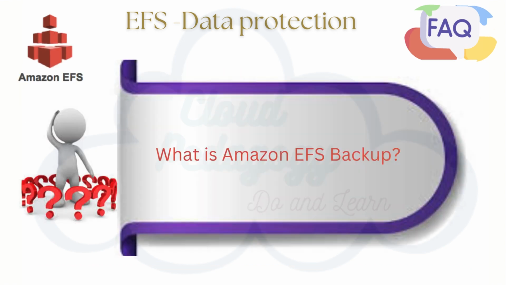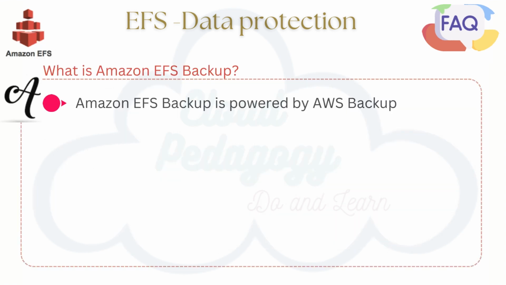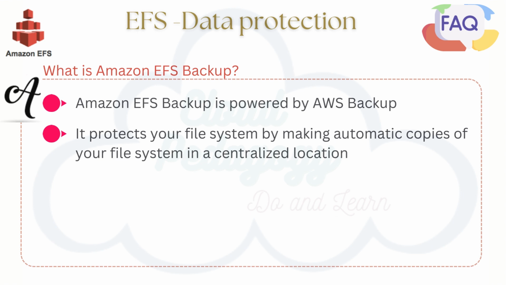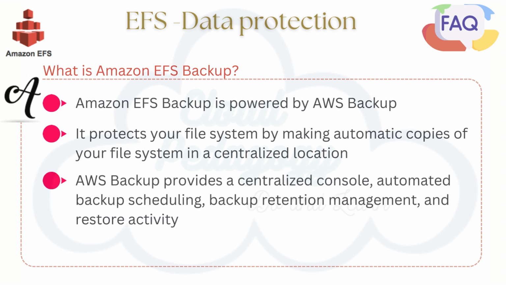Next, what is Amazon EFS backup? Amazon EFS Backup is powered by AWS Backup, which is a fully managed backup service that centrally manages and automates backups of your Amazon EFS file systems. It protects your file system against a data loss event by automatically making incremental copies of your file system in a centralized location, on a schedule. AWS Backup provides a centralized console, automated backup scheduling, backup retention management, and restore activity.